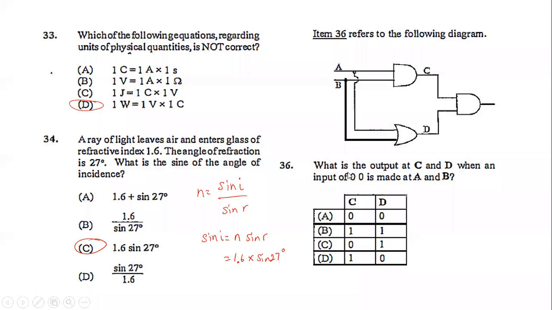So we continue. Question 36. It deals with logic gates, and it is asking that if 0 is inputted, what are the corresponding readings at C and D? So we look at the diagram here. This is an AND gate. So 0 through an AND gate is going to give us 0. This here is an OR gate. 0 through an OR gate is also going to give us 0. So the answer there is A, 0.